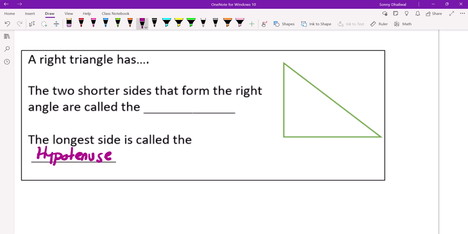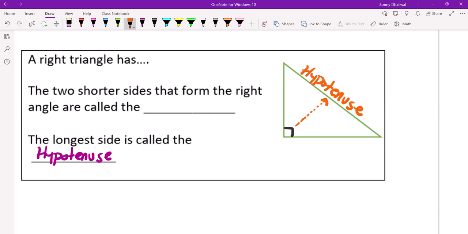So a right angle triangle should always have a little square in the corner. That means these two lines meet at 90 degrees. The hypotenuse is always across from this. So the longest side, the hypotenuse, is always here. That's where the hypotenuse is. Okay?